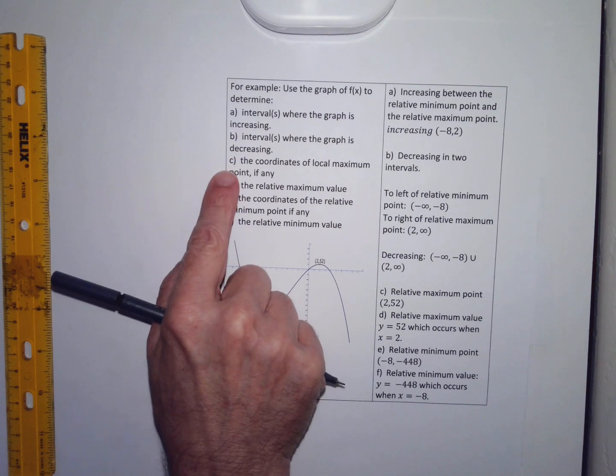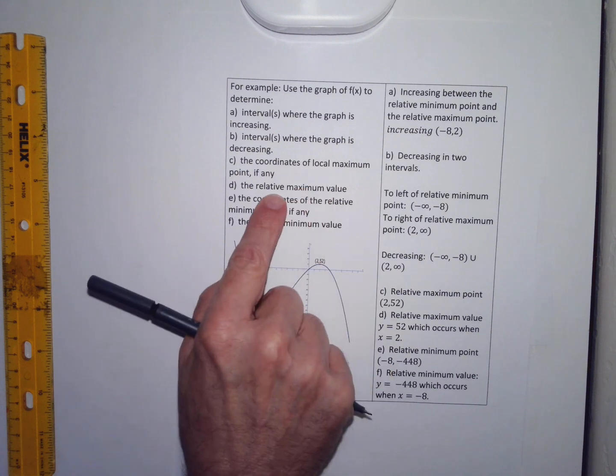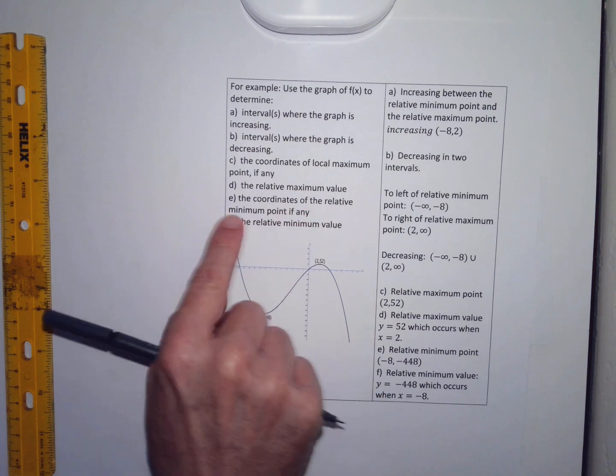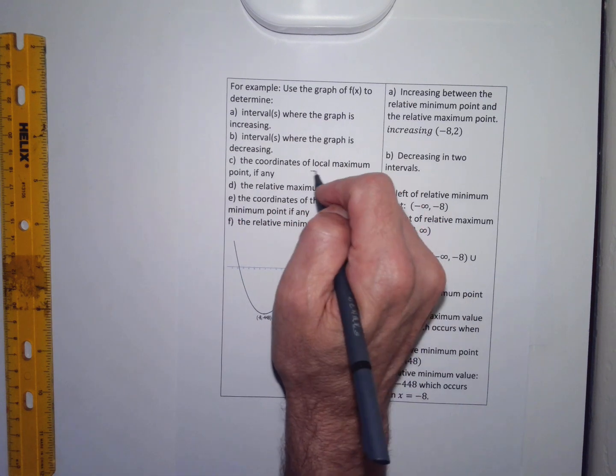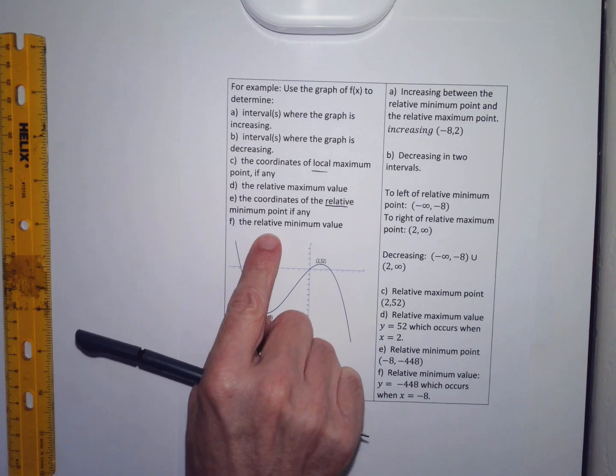I want to say the coordinates of any relative or local maximum point. I want to describe the local maximum value. I want to say the coordinates of any relative or local minimum point. Notice I would just switch the words seamlessly because they're interchangeable. And I want to say the relative minimum value.